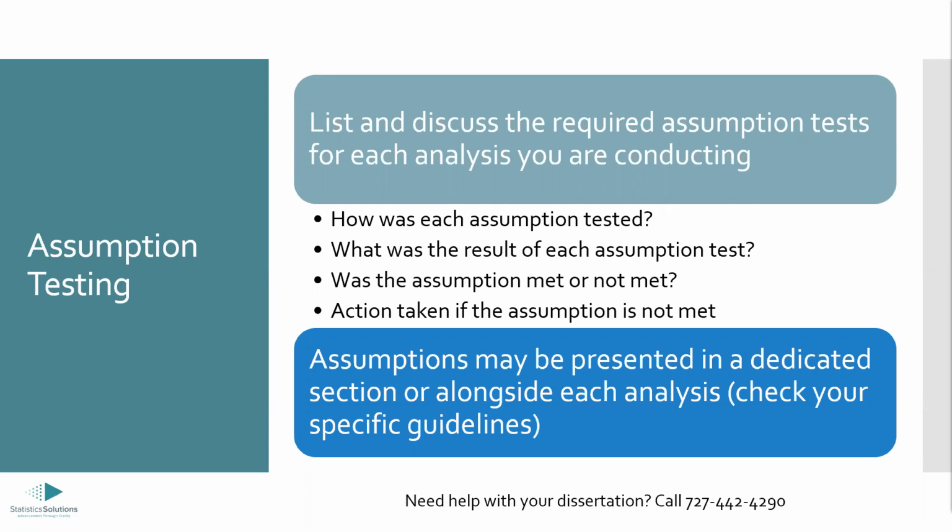You want to discuss what the result of the assumption test is. So for normality, what was the result of the Shapiro-Wilk test? What did you see in the histogram if you're using a histogram to test for normality? You want to say whether normality was met or not. And if normality was not met, what are you going to do about that? Are you going to transform the data in some way to try to make it normal? Or are you going to run an alternative test like a non-parametric test that doesn't require the normality assumption?